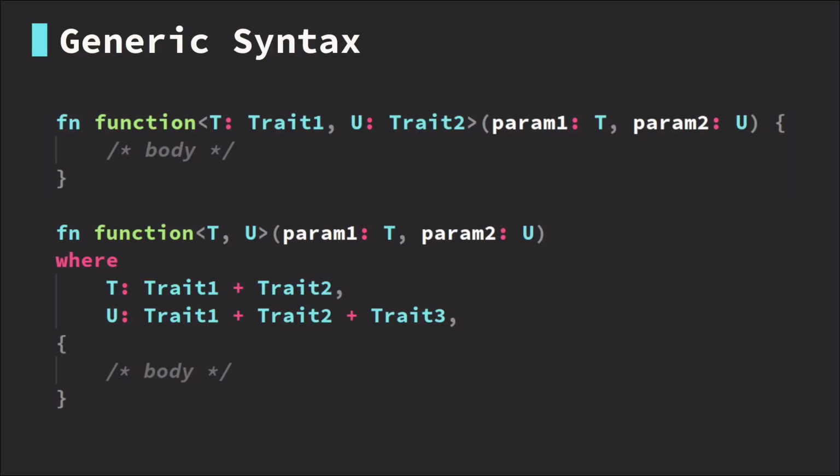It is possible to use multiple traits with the plus symbol with the first syntax as well, but it becomes difficult to read almost immediately. So I generally prefer to use the second syntax if more than one trait or more than one generic parameter is required. The second syntax also makes it easier to update the traits, since each trait is on its own line along with the name of the generic type. Now that we've got the syntax covered, let's see it in action.